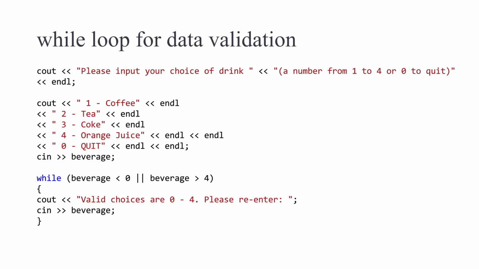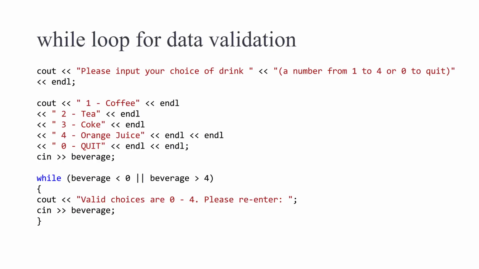The code starts by displaying a menu of drink choices using cout. The user is then prompted to enter their choice of drink using cin, and the input is stored in the beverage variable. A while loop is used to check the validity of the input. The loop continues to execute as long as the beverage variable is less than 0 or greater than 4, which indicates that the input is invalid.